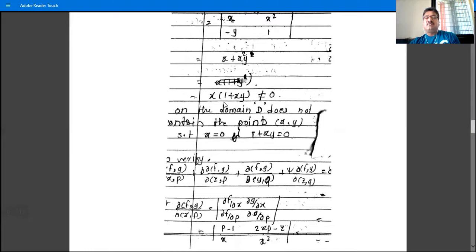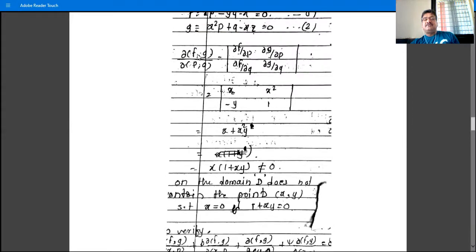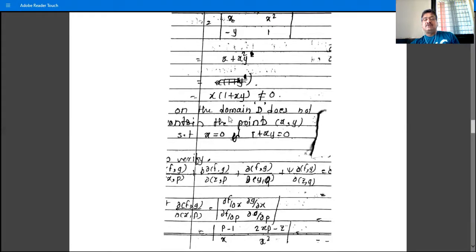So take x as common: 1 plus xy is not equal to 0. Denote this is not equal to 0 on the domain D that does not contain the points (x, y) such that x is 0 or 1 plus xy is 0. So when this quantity x(1 plus xy) is 0, either x is 0 or 1 plus xy is equal to 0. Except that, this function, ∂(f,g)/∂(p,q), the Jacobian is not equal to 0.